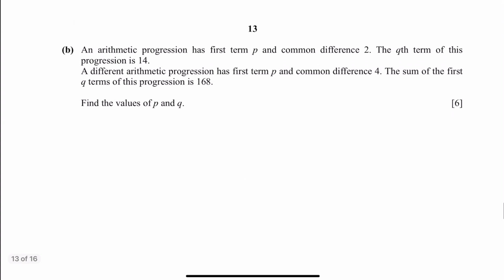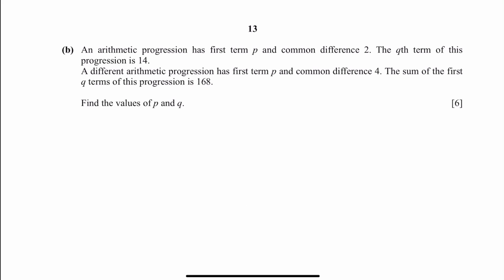All right, so let's look at part B. An arithmetic progression has first term p and common difference 2. The qth term of this progression is 14. And we have a different arithmetic progression that has first term p and common difference 4, and the sum of the first q terms of the progression is 168. So find the values of p and q. All right, so it seems like they've given us two pieces of information. What looks like it might be is a set of simultaneous equations.